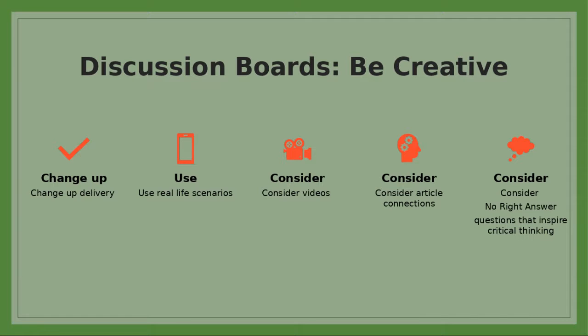Consider article connection. So again, that goes with the timeliness of connecting what we're reading in lecture, what I'm discussing, and then finding an article that's relevant to the topic. And then consider no right answer questions. As much as students want a right answer, those ethical questions or theoretical questions really have no right or wrong. It's just to get those connections built.